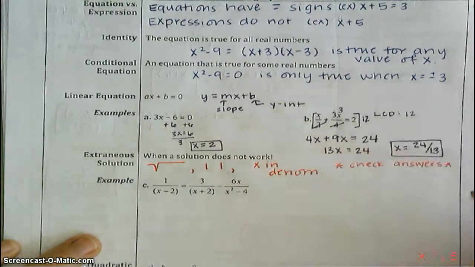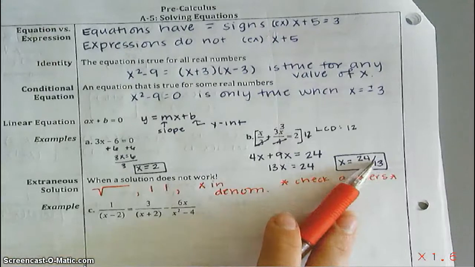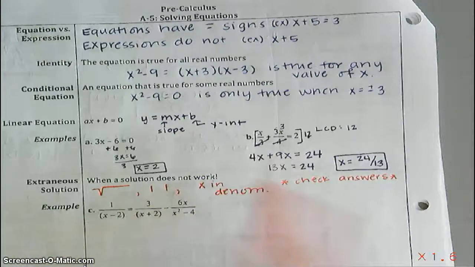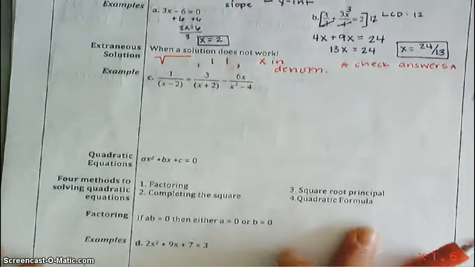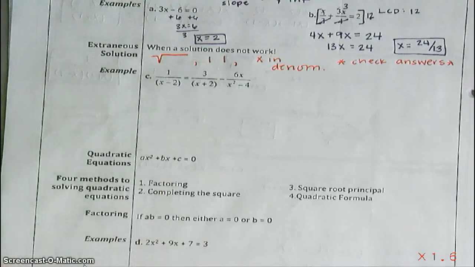And what I mean by that is once you get x is equal to 24 over 13, plug it back in the equation and see if it works. Well, of course, because I talked about it, this next one will have an extraneous solution. But let's get used to solving these.